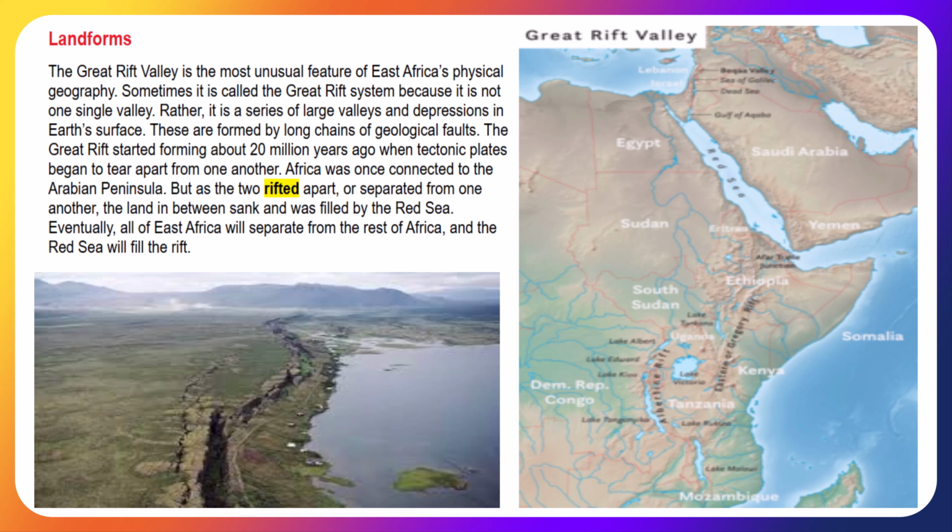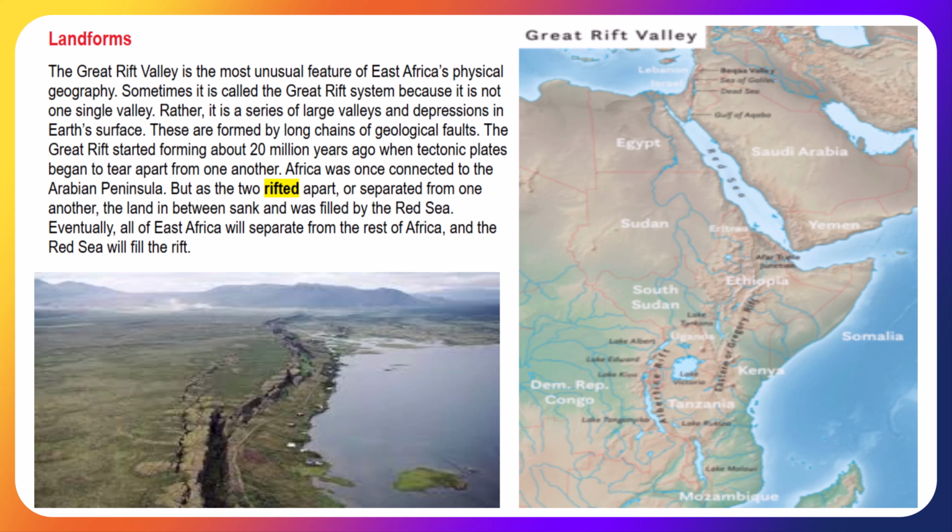The Great Rift started forming about 20 million years ago when tectonic plates began to tear apart from one another. Africa was once connected to the Arabian Peninsula. But as the two rifted apart, or separated from one another, the land in between sank and was filled by the Red Sea. You can see the Red Sea right here. Eventually, all of East Africa will separate from the rest of Africa, and the Red Sea will fill the rift.